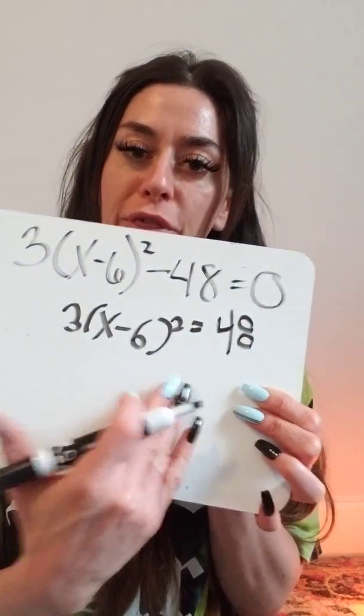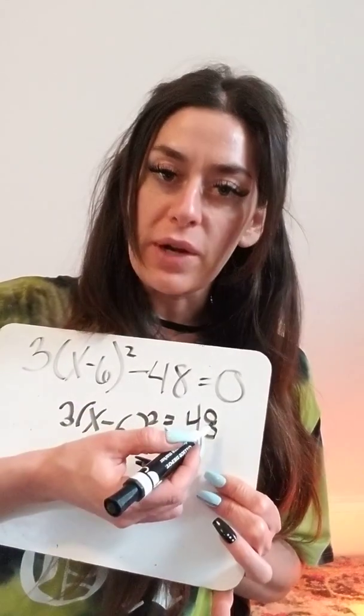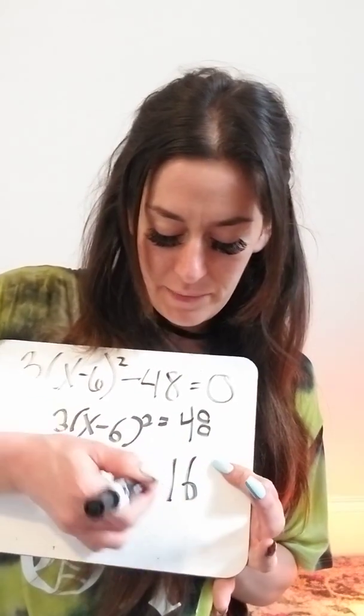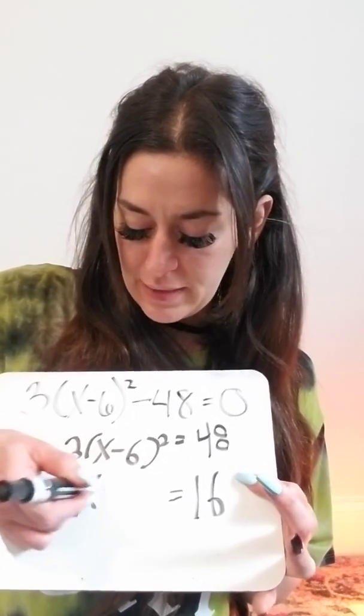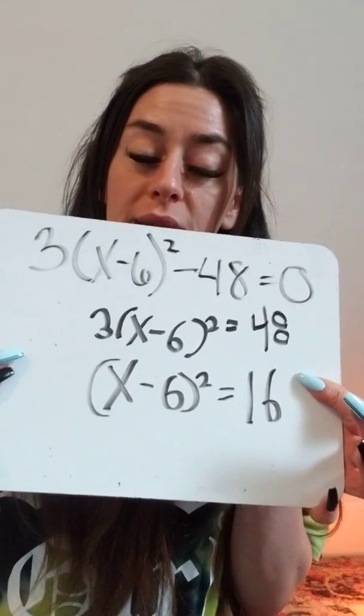Divide both sides by 3. If I do that, I know the 3's are going to cancel out. 48 divided by 3 is 16. Okay, so I have (x - 6) squared equals 16.